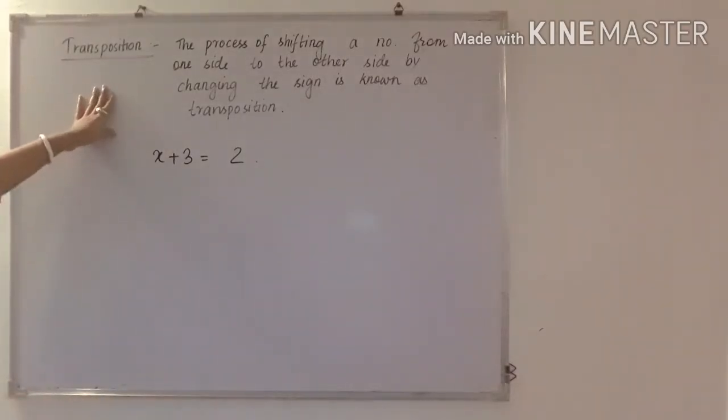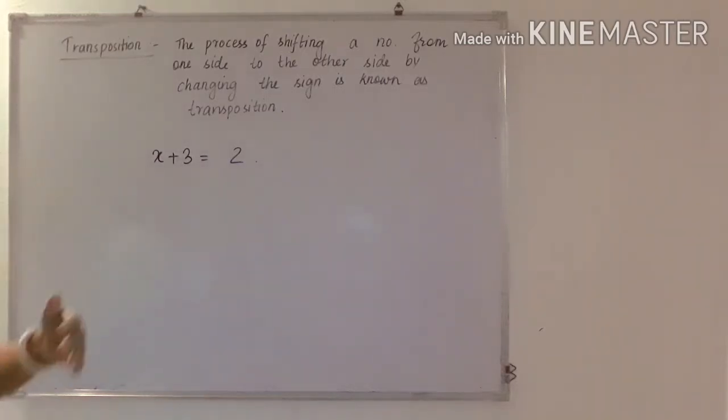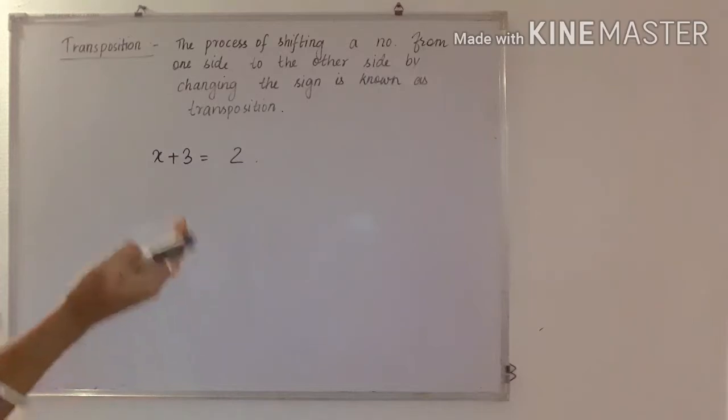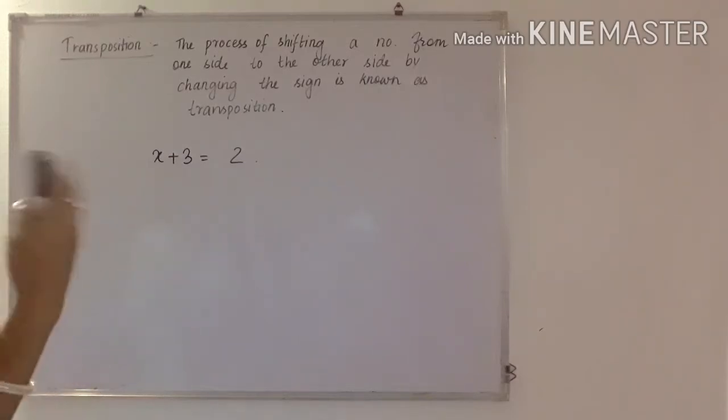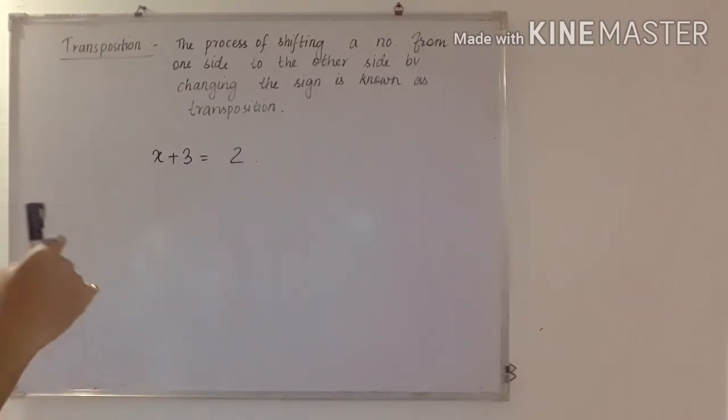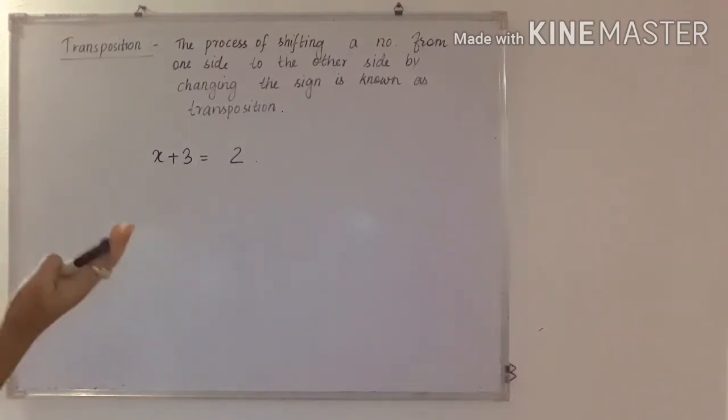discuss the transposition method. So what do we mean by transposing? The process of shifting a number from any side to the opposite side, that means if I want to shift a number from left hand side to right hand side, that method is called transposition. So what will happen if I transfer one number from one side to the other side? What will happen to its sign?